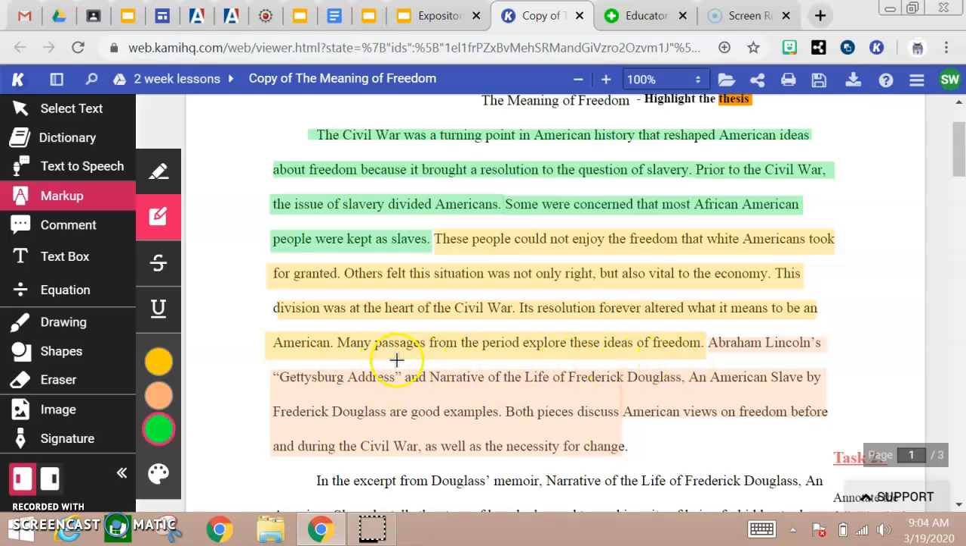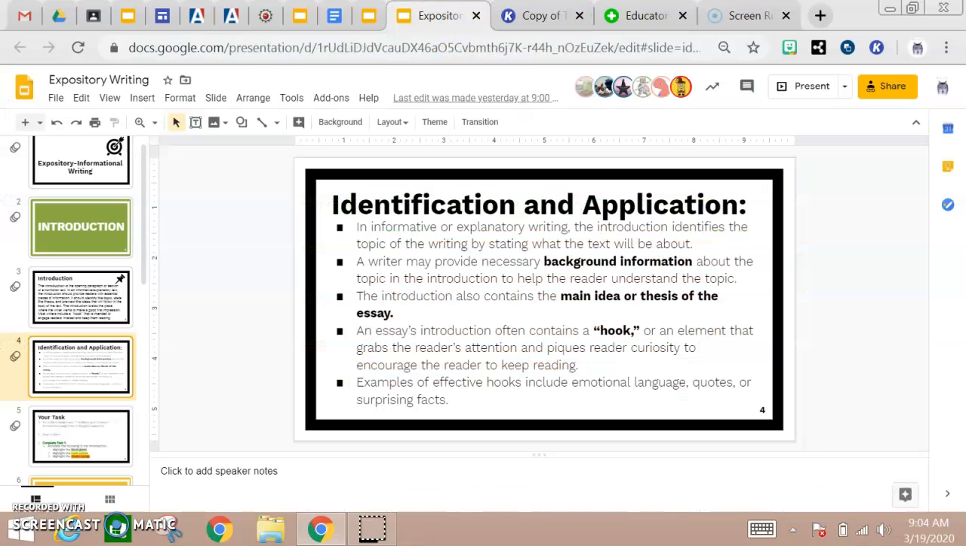So this is kind of a transition sentence into your thesis. Now, thesis is really hard. I'm going to post a thesis Edpuzzle for you guys to look at. The introduction contains the main idea of the thesis. The thesis is super important. All it really does is it's a roadmap to your essay.